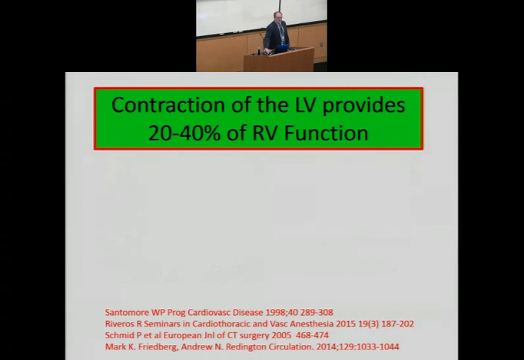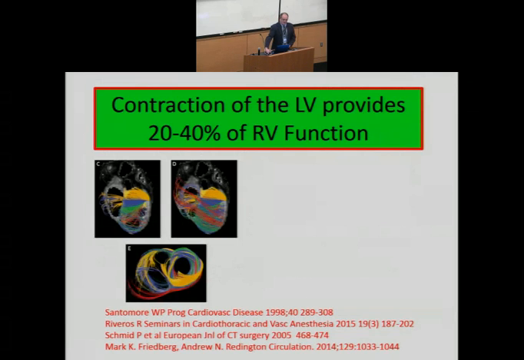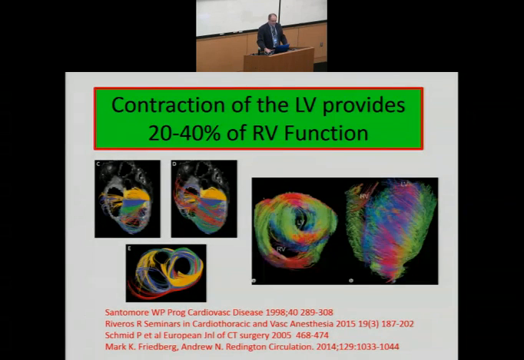And as I said to you, the contraction of the LV provides about 20 to 40% of RV function. In the modern era, we see lots of work building on those 1950s and 1970s pioneer works, notably Andrew Redington. You'll see a lot of work by him in the current era with nice mapping showing how these fibers are intimately related between the left and the right ventricles. So we can get some really nice pictures today which show us exactly the work that was done in the 50s and the 70s.